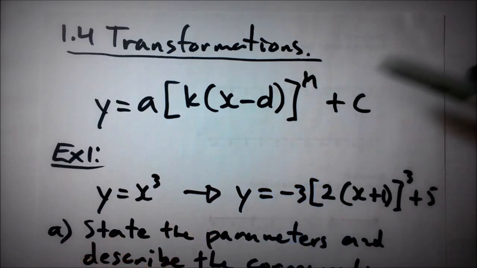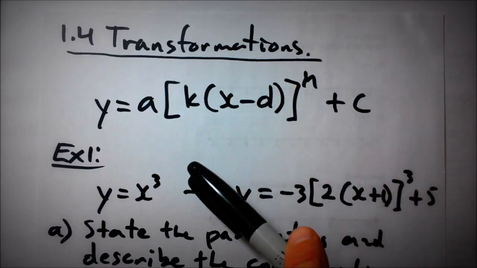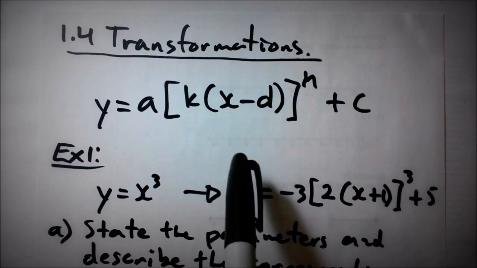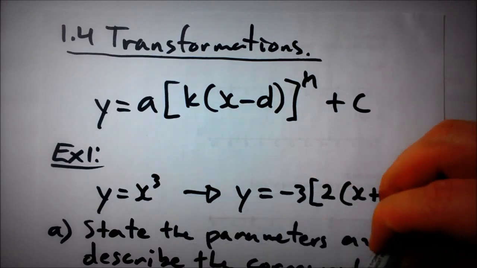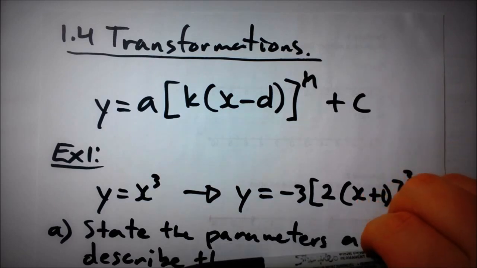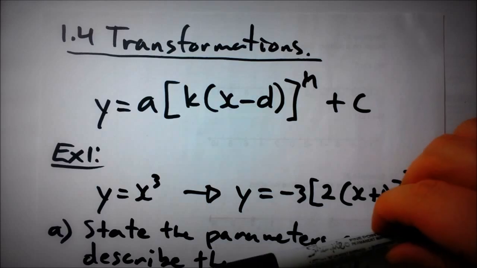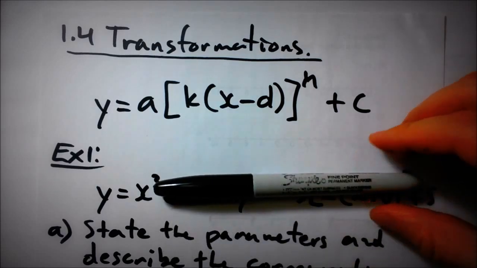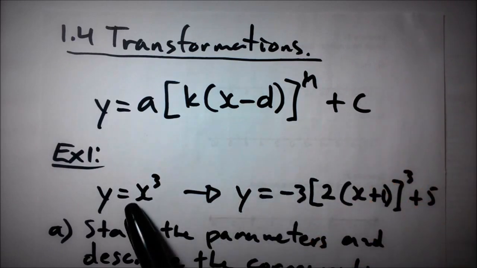And N, of course, N indicates the degree of the polynomial function. Now, each of these have an effect on the respective parent function. And let's look at some examples. I strongly suggest you visit Desmos to check out how each of these affect the function. Okay, so now let's look at the first example.